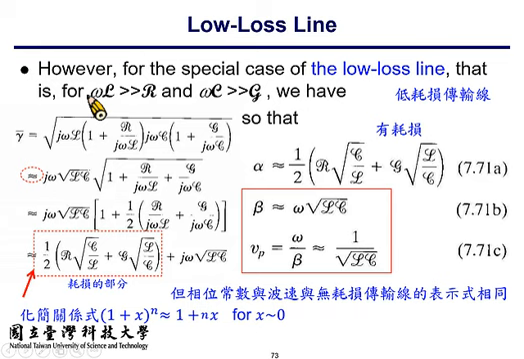The only thing that you cannot ignore is the attenuation constant alpha, which is directly related to R and G values, and they cannot be ignored. Otherwise, this is a lossless transmission line, not a lossy transmission line. Okay. However, let me finish this part.